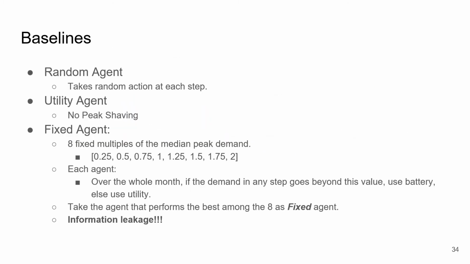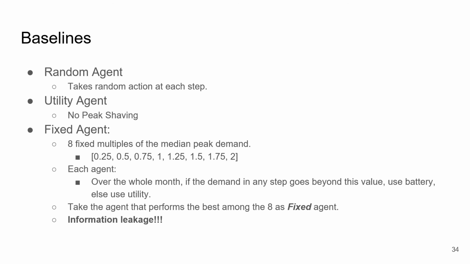There are three distinct baselines used for this work. The first is a random agent that takes random action at each step of the episode. We averaged the performance of the random agent over 10 episodes. Next is the utility agent, which is the equivalent of not performing any peak shaving. Third is the fixed agent that is taken from a collection of 8 different agents. For this agent, we first choose 8 multiples of the median peak demand of the whole dataset.